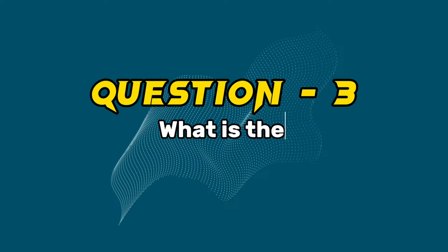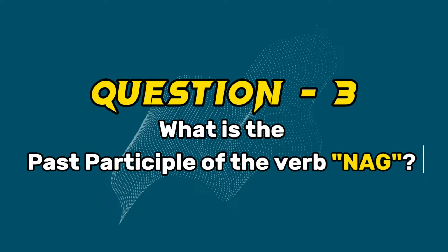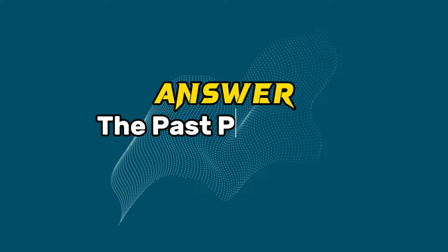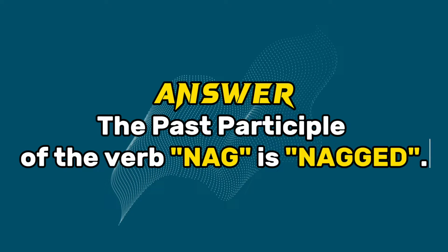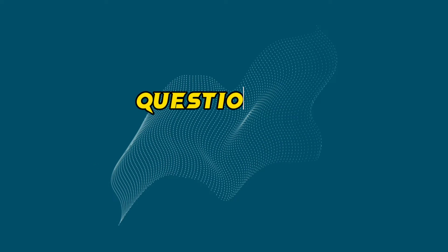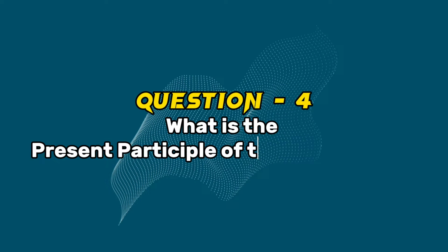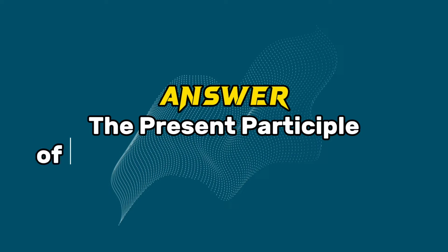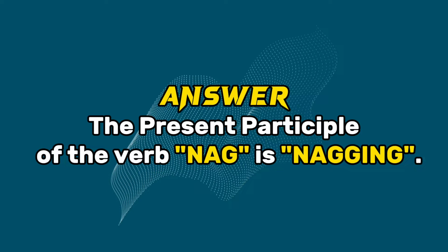Question 3. What is the past participle of the verb nag? Answer. The past participle of the verb nag is nagged. Question 4. What is the present participle of the verb nag? Answer. The present participle of the verb nag is nagging.